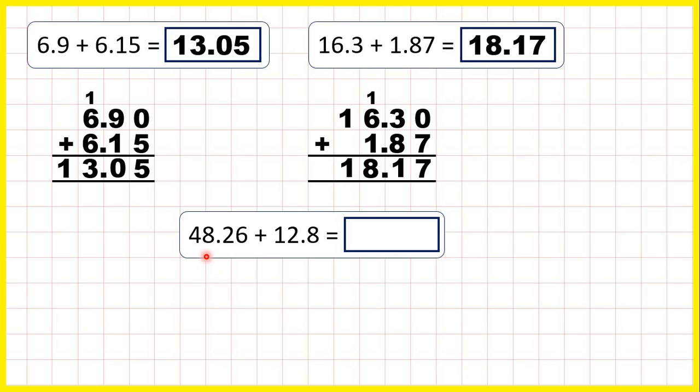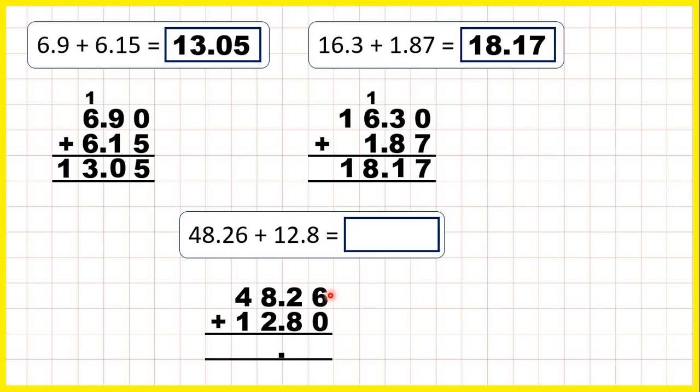So our answer is 18.17. Finally, we have 48.26 plus 12.8. We've got our decimal points lined up, so we can write a 0 in this empty square and copy the decimal point down into our answer. Now 6 plus 0 is 6, 2 plus 8 is 10, so that's 1, 0, 1 plus 8 plus 2 is 11, that's 1, 1, and 1 plus 4 plus 1 is 6, which gives us our answer 61.06.